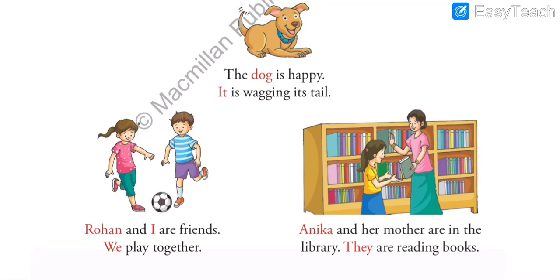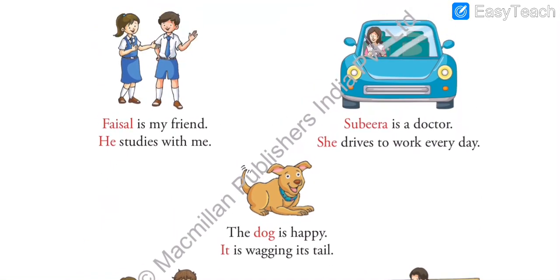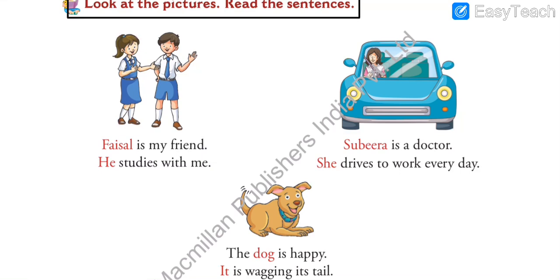Let's again have a look. Okay, so students, see, Faisal is my friend. In this picture, Faisal is my friend is written, and then the second time Faisal is not written. Instead of Faisal, he is written, correct? So here in the second part of the same sentence, Faisal is replaced with the word he. Faisal is my friend and he studies with me, correct? The sentence is not like that: Faisal is my friend, Faisal studies with me. How odd it looks. Why take the name again and again when already you have taken it once?